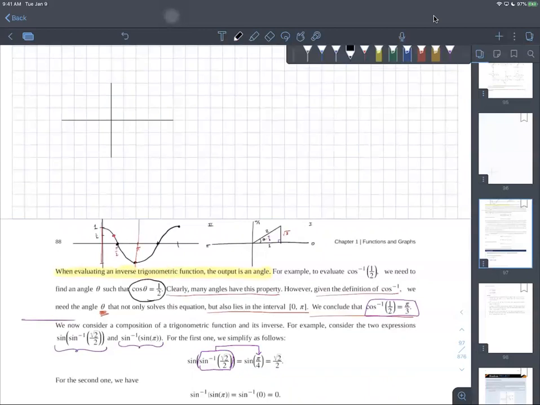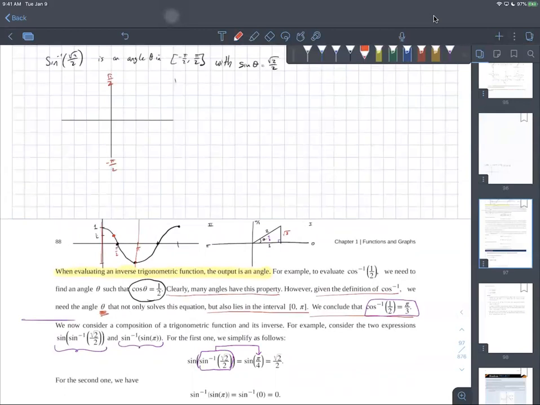The sine inverse of the square root of 2 over 2 is an angle in the interval from negative pi over 2 to pi over 2. So let me call it an angle theta in that interval, with the sine of theta being equal to the square root of 2 over 2. Okay, so we're looking for an angle in this interval. Let me go ahead and write the interval, negative pi over 2 to positive pi over 2.